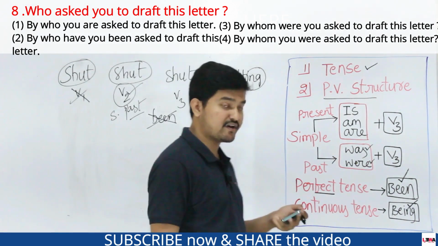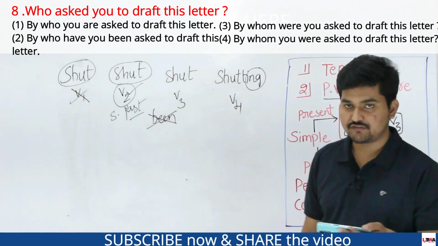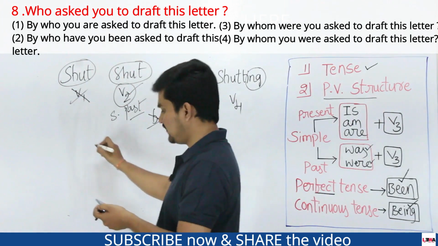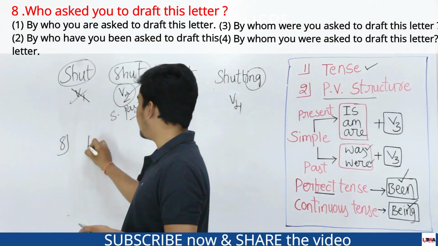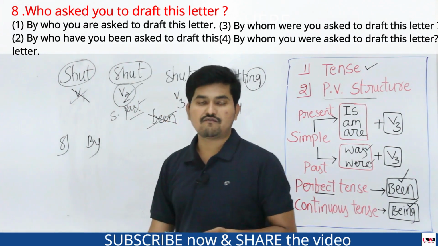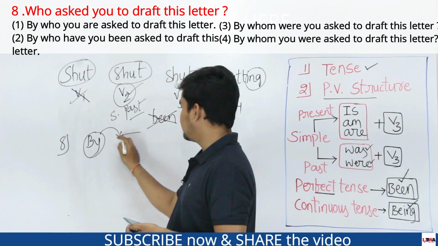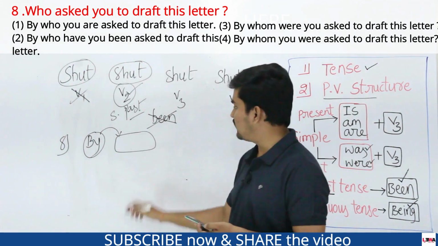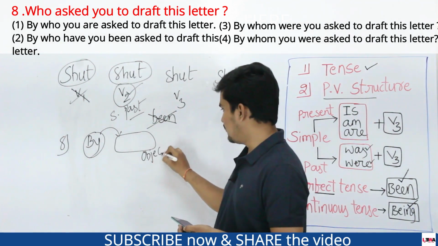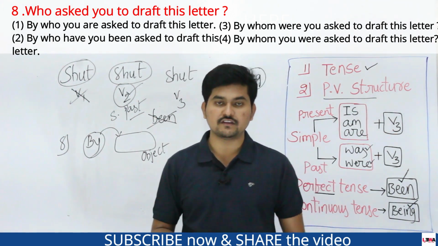Who asked you to draft this letter? This is the question. Now I can tell you one thing. In this question, 8th question, you can apply one technique. You have to know this thing. By is a preposition. Whenever preposition occurs, the next thing that we see will always be an object. Okay? For the students who know what grammar is, they will understand this.